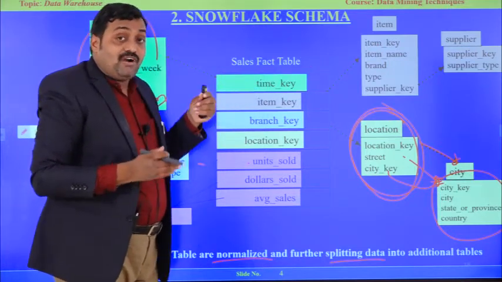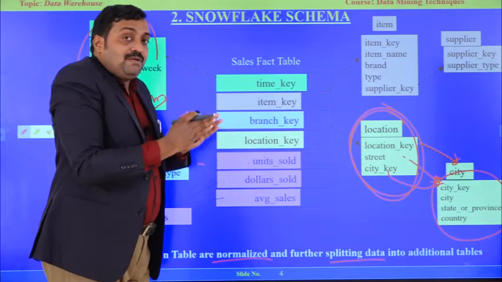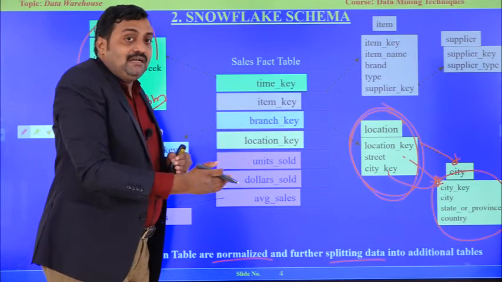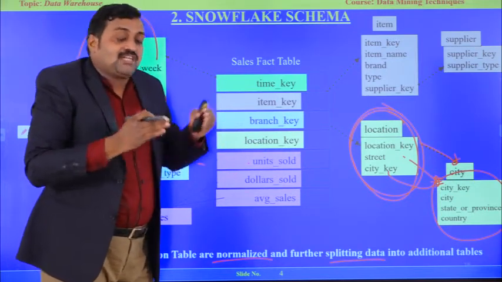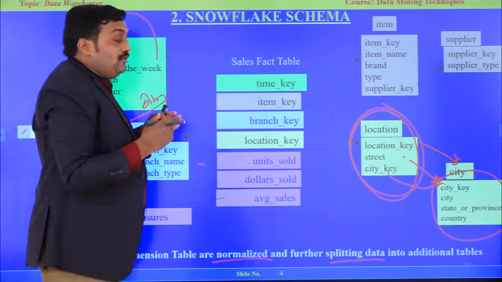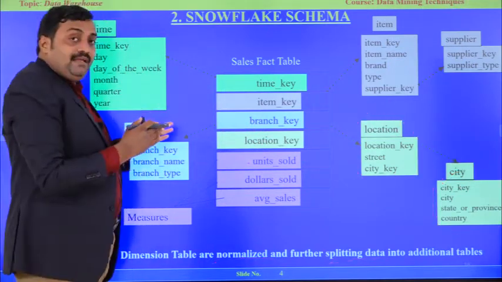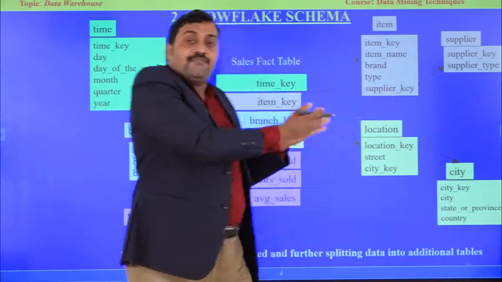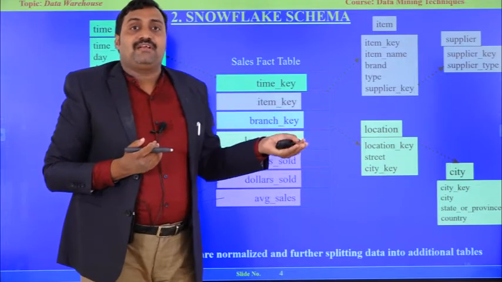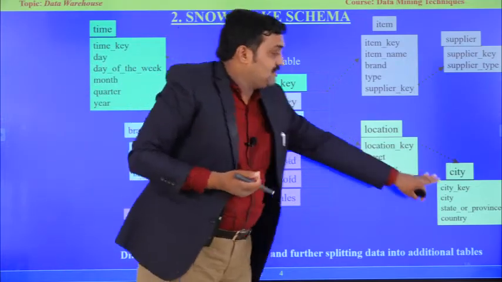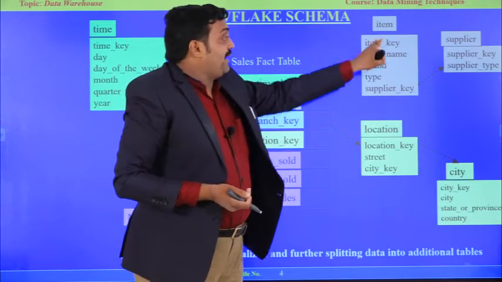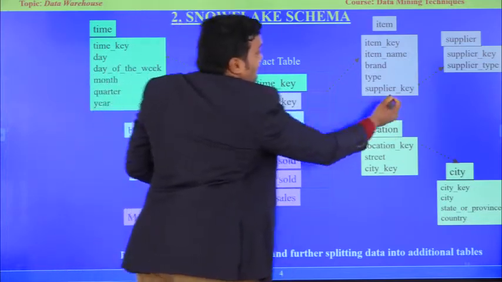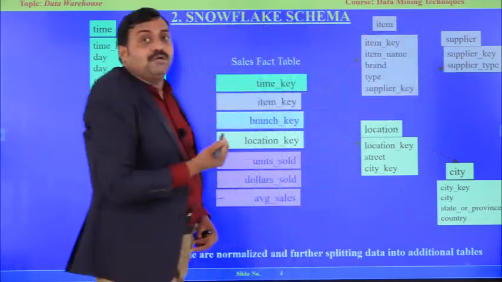So in the snowflake schema, the dimension tables are further split to normalize the data, and we create additional tables. To normalize the data, we simply split these dimension tables further, and from the split tables we create new tables. So location, city, like item, maybe I can divide item into manufacturing or supplier. I can create another table like supplier. See, supplier is another table.